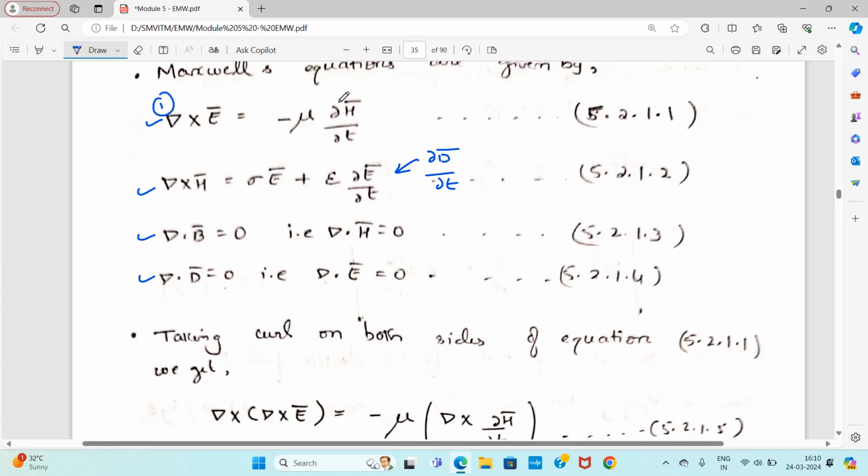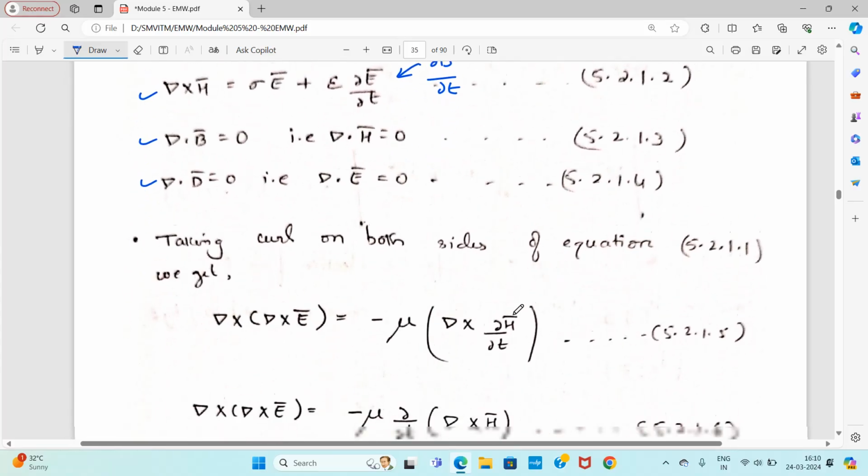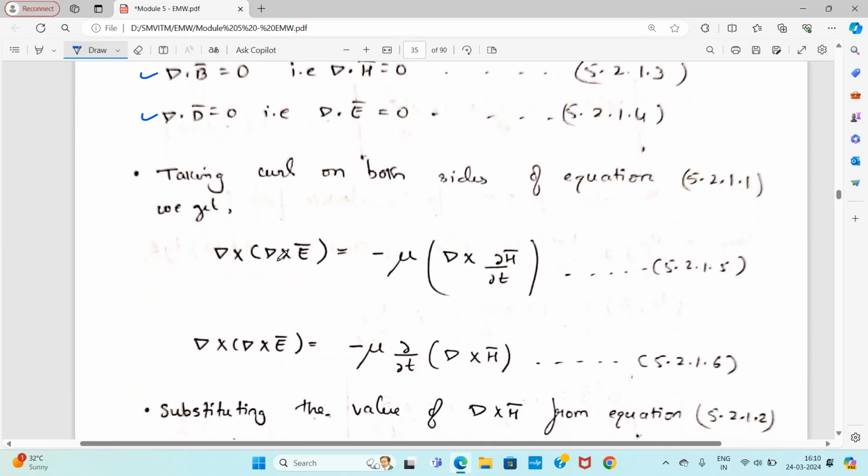We'll take the help of the first equation and get the other representations. So we have considered the first one, del cross E is equal to minus mu into dou H by dou T. And what they have done for the first equation is they are taking curl on both the sides of this equation. So it becomes del cross del cross E, which is equal to minus mu, a constant which can be kept outside, and you will be getting del cross dou H by dou T.